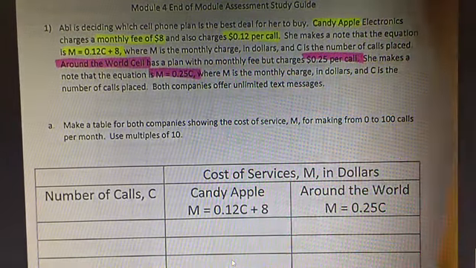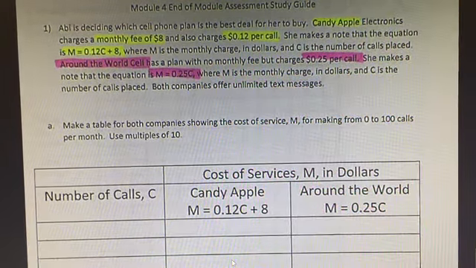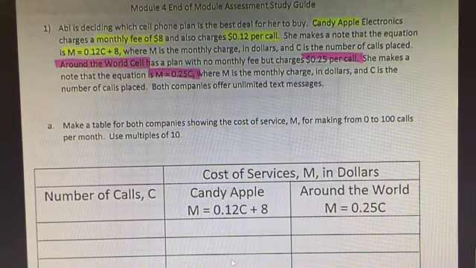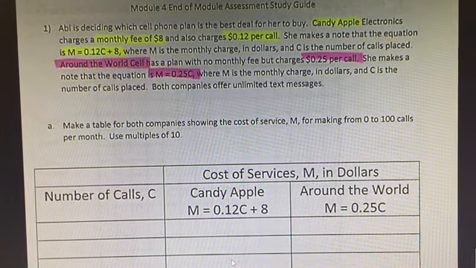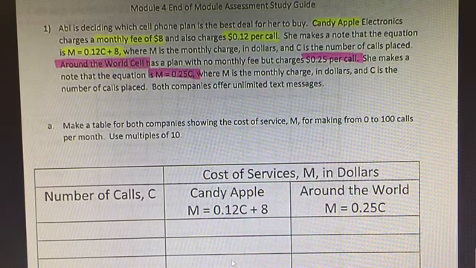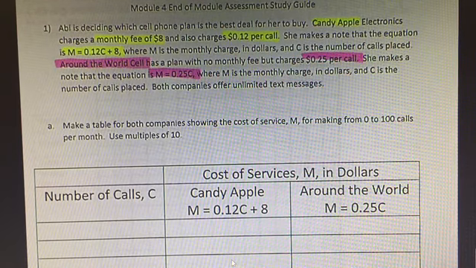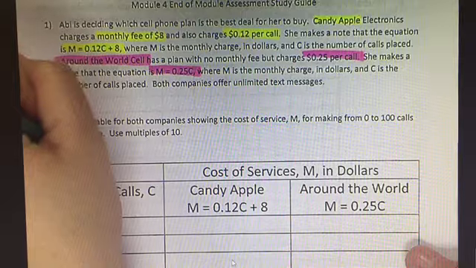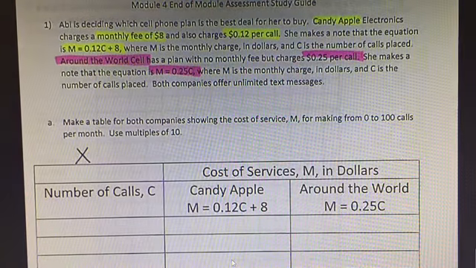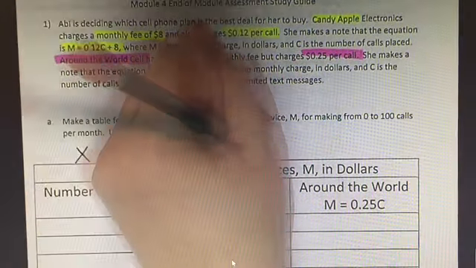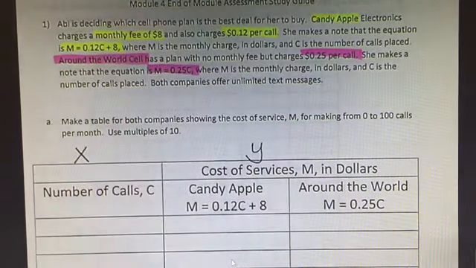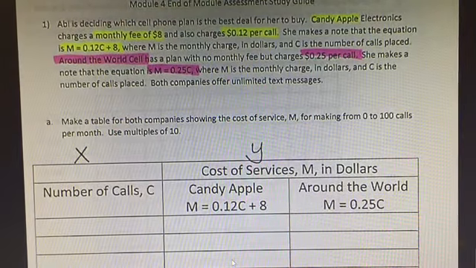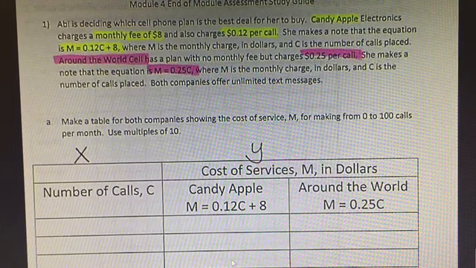Okay, when you do this, this leads into going from a table moving into a graph. So we really want to make sure we know which one is the y-axis and which one is our x-axis. Our x-axis is always first in our table, so it's our number of calls, and then our y-axis is going to be our cost of services in dollars. That's going to be really important once we move into B.